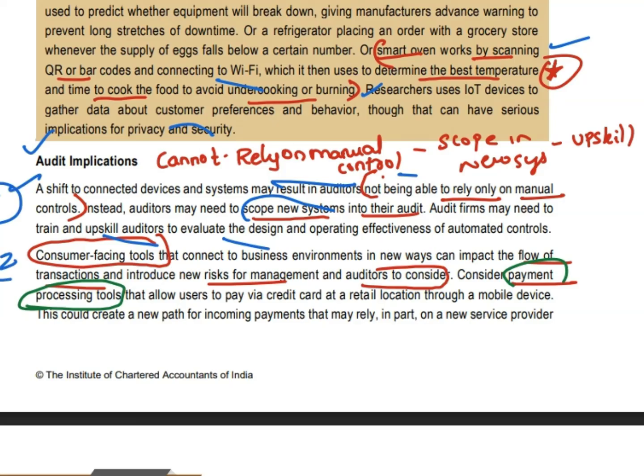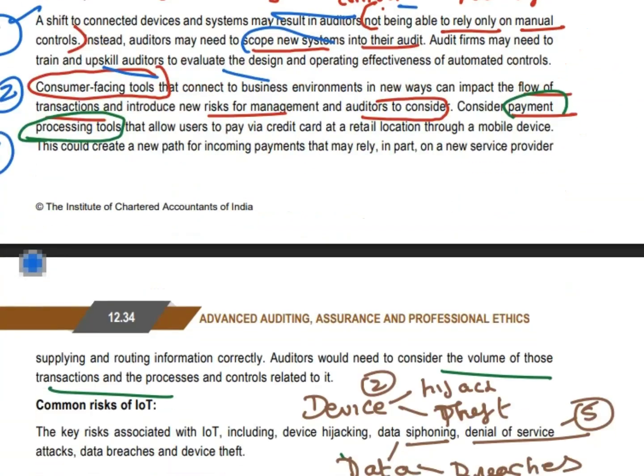Second one is the consumer facing tools and payment processing tools. Two things we have to consider: consumer facing tools, which are going to affect the transactions. Okay, because you are having new tools, consumer facing tools, which will introduce new risk. So you have to consider that. And also you are making different types of payment, so be sure about the payment processing tools. Okay, these are the 3 points you can consider. And also the auditor would need to consider the volume of those transactions and the process and the controls related to it. So what is the volume, how it is getting processed, etc. These are the 4 points.